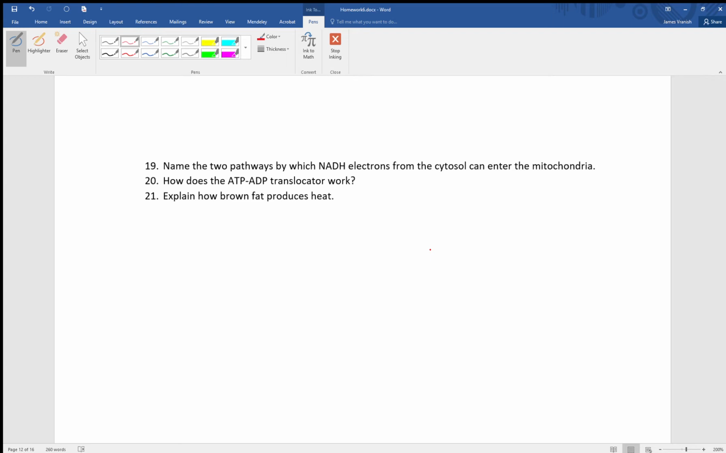Now, these two shuttles are functionally different in that the glycerol phosphate shuttle takes the NADH, and the electrons from NADH are actually transferred to an FADH2. So energy is actually lost using the glycerol 3-phosphate shuttle, but because its energy is being lost, it's actually energetically downhill, and so it's perhaps the more favorable or more spontaneous of these two processes.